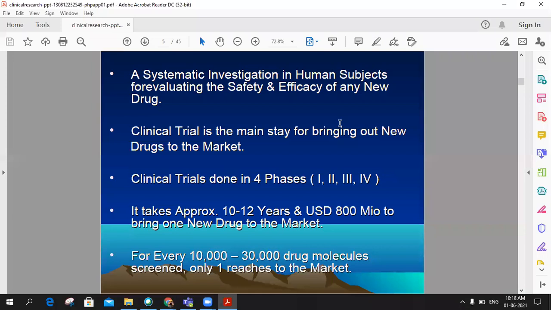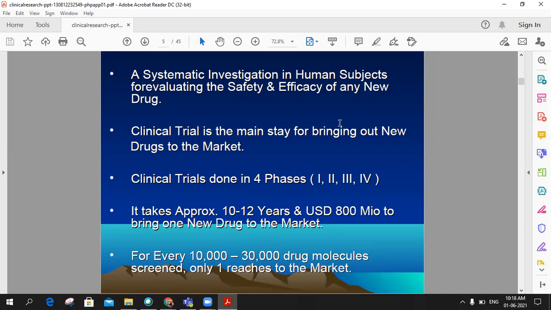They will test on those 20 to 30 or 40 people, and they will record the data of the healthy volunteers. And if the drug is proven safe on those healthy volunteers, then the drug can move to the next level called phase 2, right?